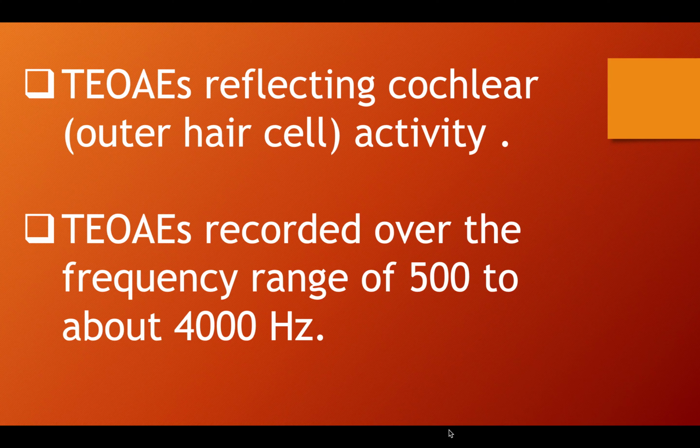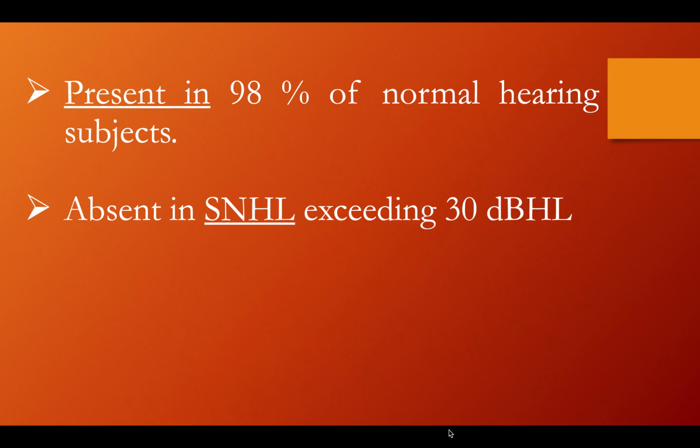Transient evoked otoacoustic emissions reflect cochlear outer hair cell activity. They are recorded over a frequency range of 500 Hz to 4 kHz. The transient otoacoustic emission is present in 98% of normal hearing subjects and absent in sensorineural hearing loss exceeding 30 decibel HL.